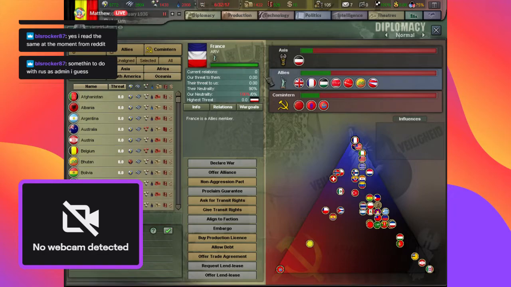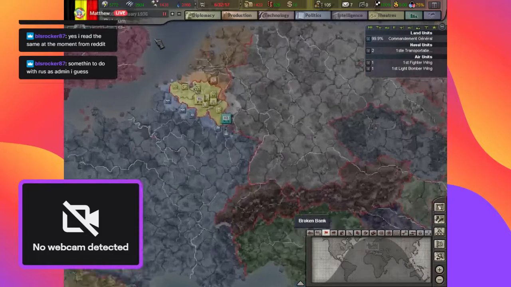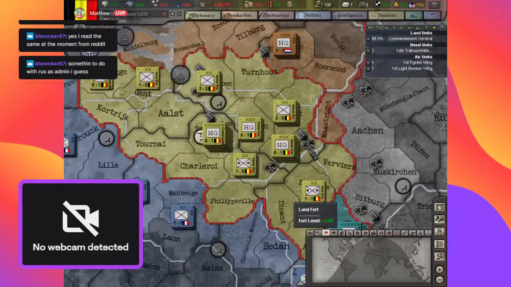So it's possible that even if you declare war on Switzerland, even if the neutrality is 0, they might not be able to join, so there might be a brief window of time you could take them out and not have to worry about them being accepted, and suddenly have a bunch of Germans at your doorstep. But as Belgium, it's going to be a bit tricky.